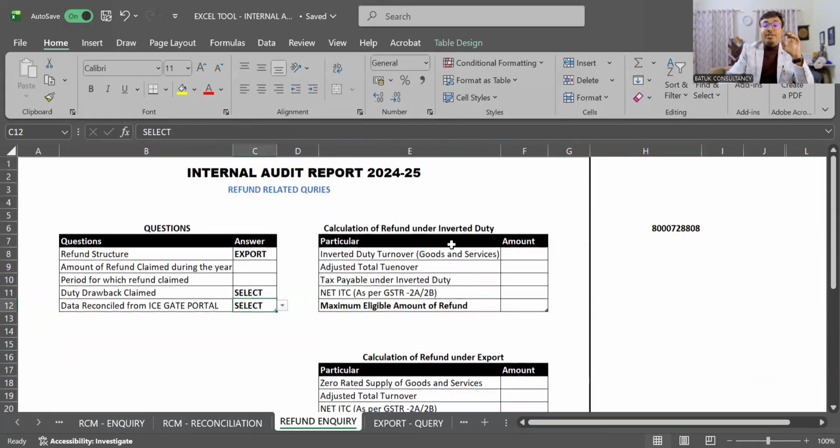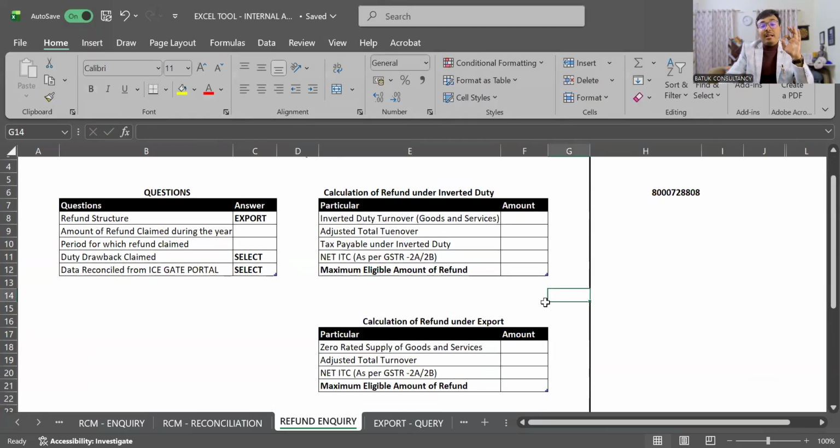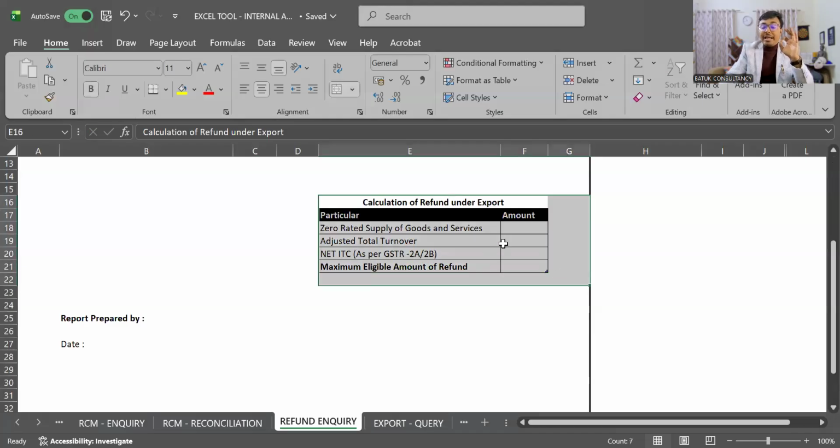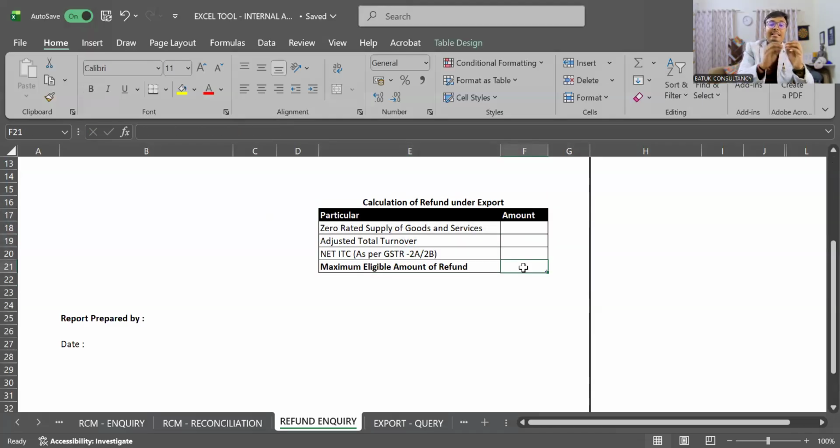Then we have given the calculation formula for a refund claimed under inverted duty structure. Through this formula, you can easily identify whether the refund has been claimed correctly or not. For that purpose, inverted duty structure: adjusted total turnover, multiplied by tax payable on inverted duty structure, multiplied by net ITC. The formula is already inserted, so automatically the figure will come here, the maximum eligible amount. The same formula we have provided for export. When you put in the figures, the maximum eligible amount will automatically be there. You can easily compare it with the refund amount which has been received, so that if you find any variation, you may go for action.